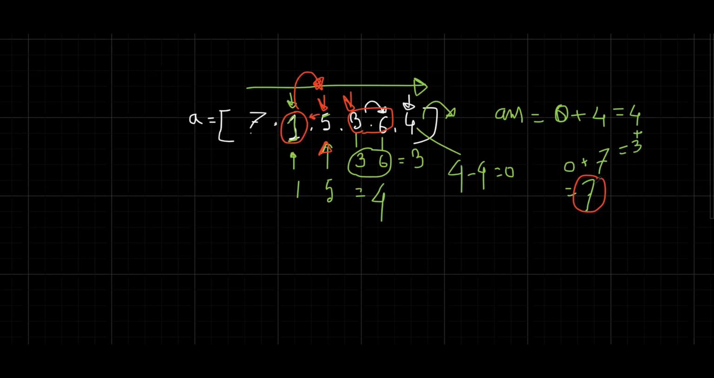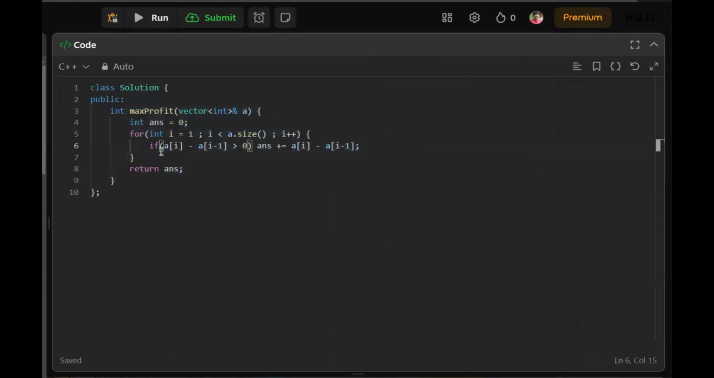I hope you understand it. Now let's move on to the code. In this problem, the code is pretty simple. At first, we are given a function named max profit, and here initially the answer is 0. After that, we will run a loop from the second index to the last of the index.